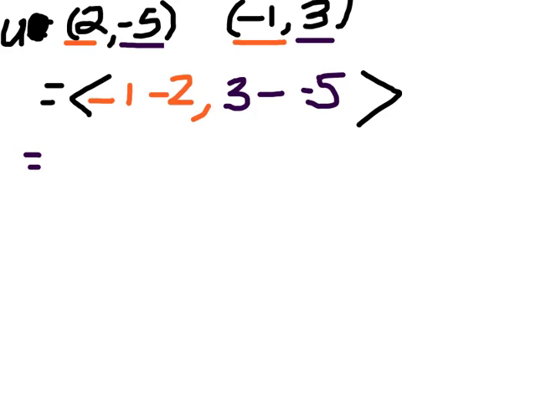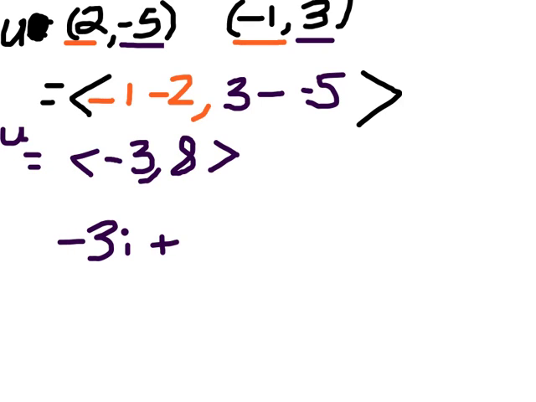All right, that gives us -1 minus 2 is -3. 3 minus -5 would be 3 plus 5, or 8. All right, so that's what the vector looks like. If I want to write a linear combination of it, all I got to do is just put the i's and the j's with the pieces. So the linear combination form of it would be -3i plus 8j.